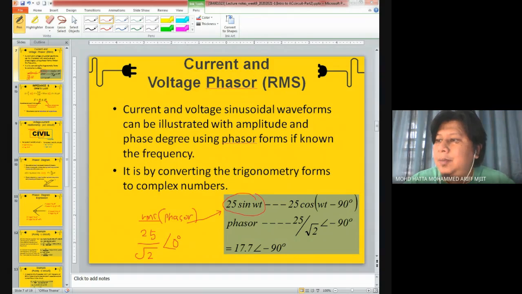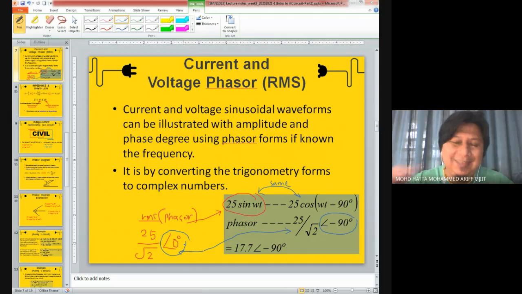Please remember that these two are the same. However, these two are not the same. Why? Because this one has negative 90 degrees, and this one has 0 degrees. So that's why they're not the same. Basically it is the same, but in some sense it is not the same.